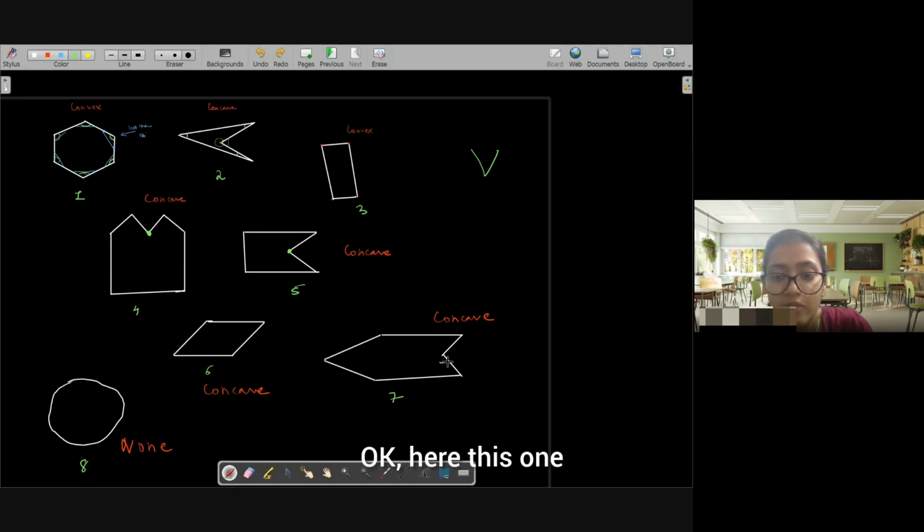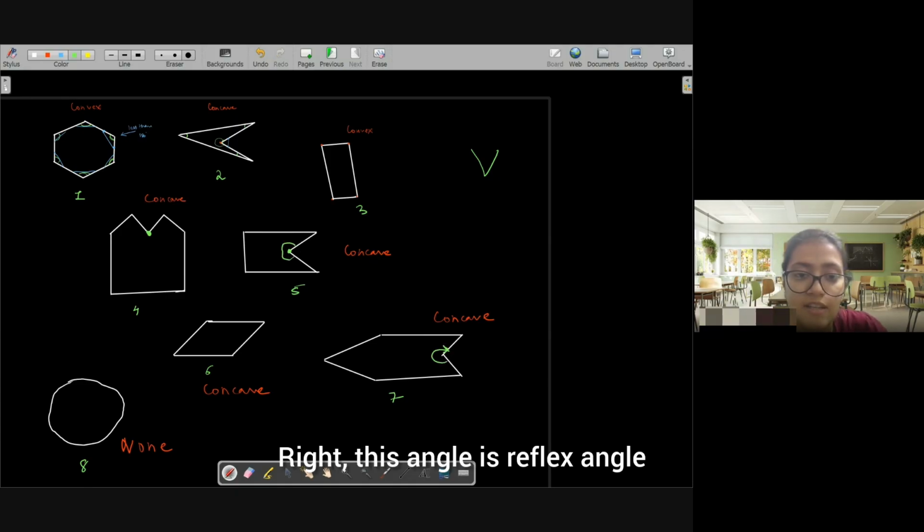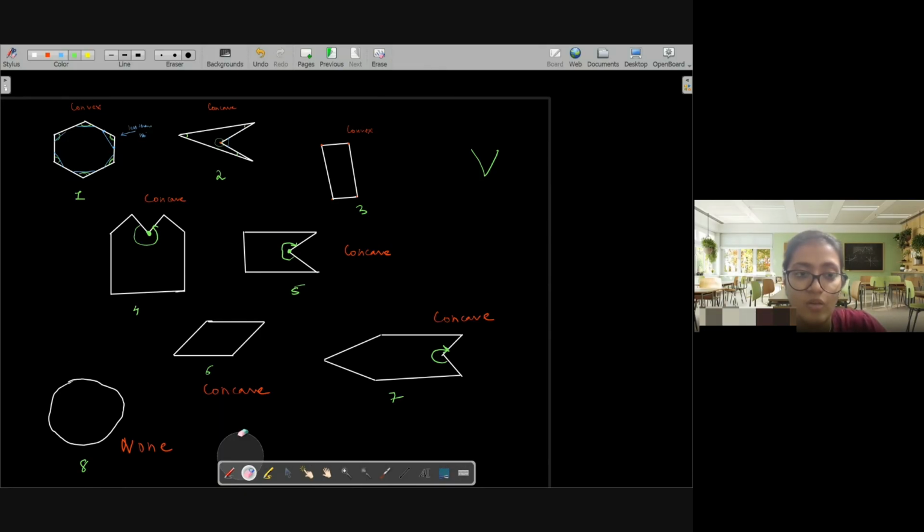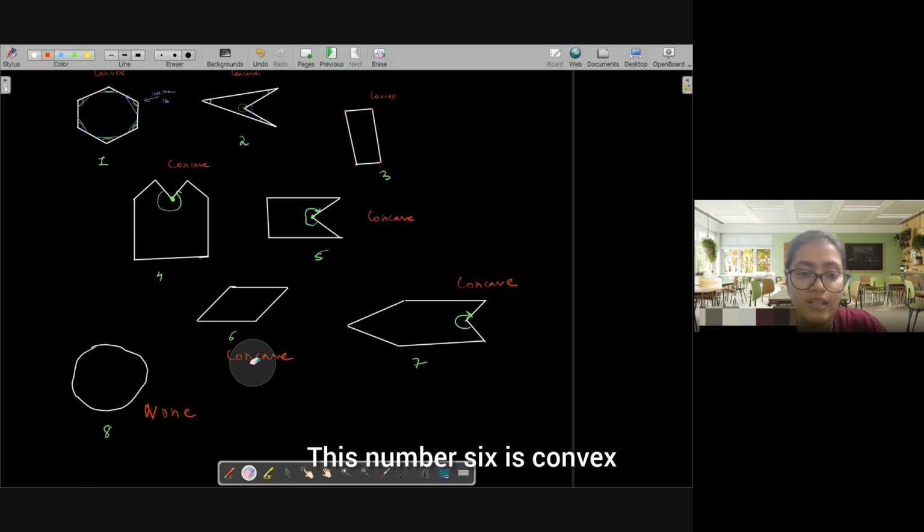Okay, here this one, right? This angle is a reflex angle. This angle is a reflex angle. This angle, I told you, is a reflex angle. Okay? So this is convex, this is concave, this is concave. This number 6 is convex.